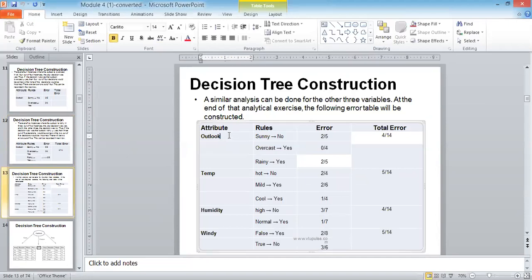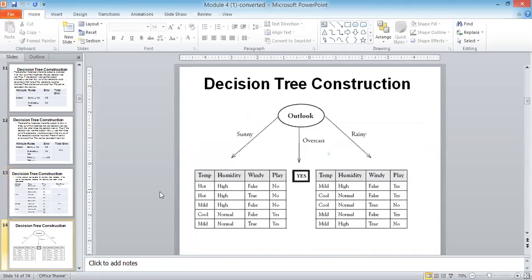For outlook, this is a variable. For temp, this is a variable. For humidity, this is a variable, and for windy, this is a variable. So this is how the total error rate is going to be calculated based on the decision tree. And if people can see the same here.